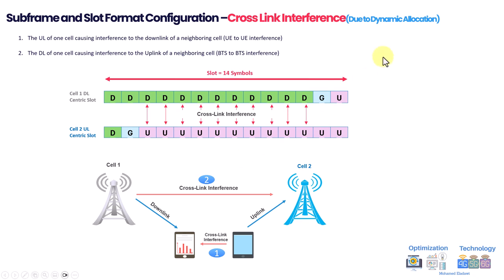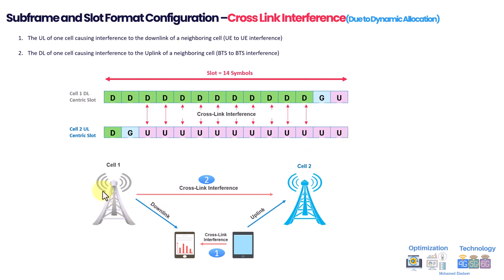In this figure, as you can see here, this is explaining the concept of cross-link interference, which might occur in some scenarios if you have this kind of dynamic allocation in the network. Assume you have two different cells, cell 1 and cell 2. Assume that within one slot, the gNB of cell 1 decided to give 12 downlink symbols, one flexible and one uplink. While cell 2 decided to do the opposite, giving one downlink, one guard band, and the remaining uplink.